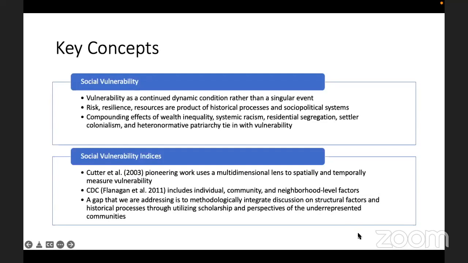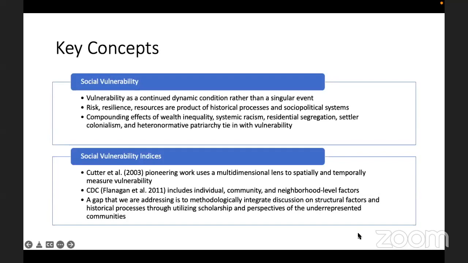We have seen in research that some communities are able to, not only because of their location, but also the political power that they enjoy, or the political clout that they have, they're able to secure more resources even after disaster. So these compounding effects, we want to see how much they have been reported in these indices, and how actively they have been incorporated in the indices.